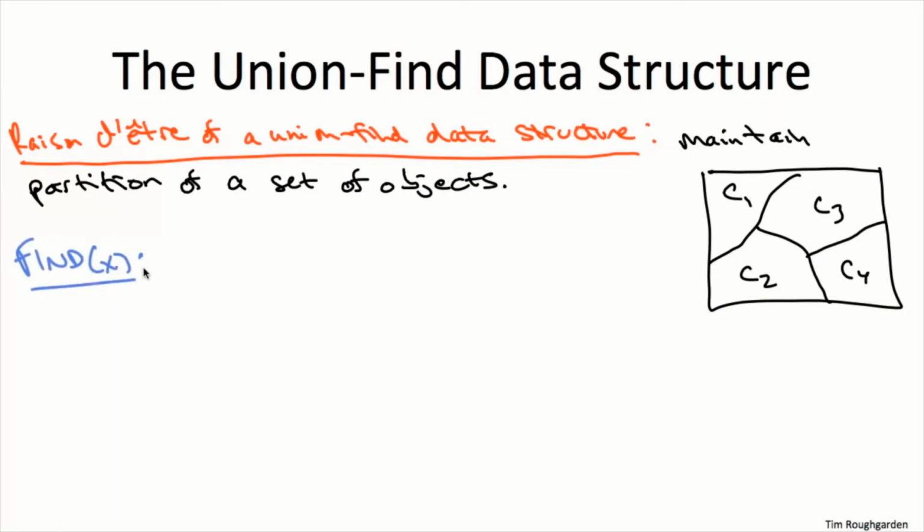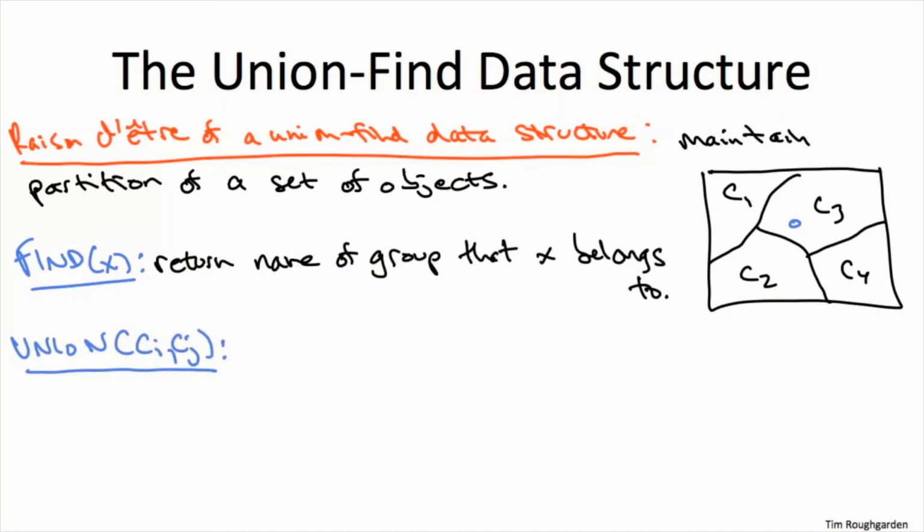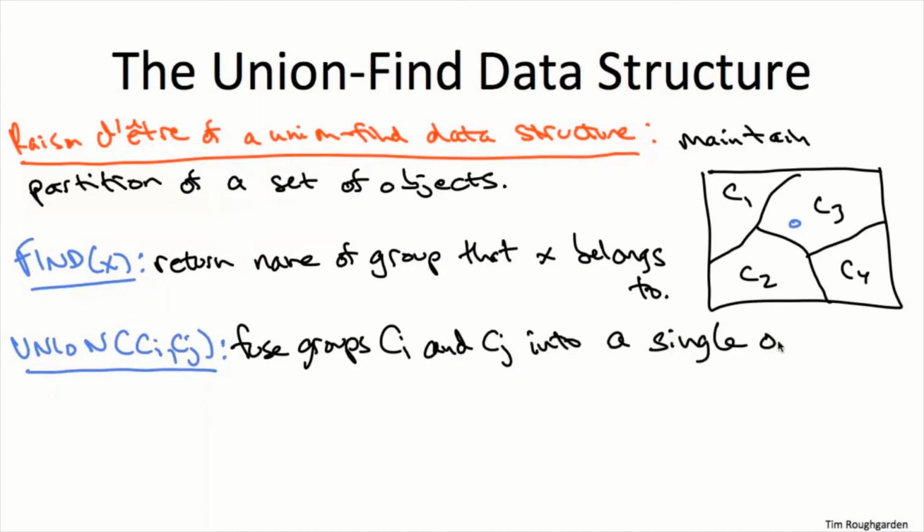So the find operation, we give it an object from this universe, and we ask the data structure to return to us the name of the group to which that object belongs. So for example, if we handed it an object in the middle of this rectangle, we'd expect it to return to us the name C3. The union operation, by contrast, takes as input the names of two groups, and what we want the data structure to do is to fuse those two groups together. That is, the objects in the first group and the objects in the second group should all coalesce and be now in one sole group.